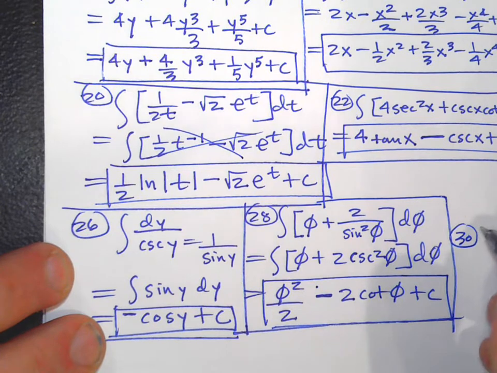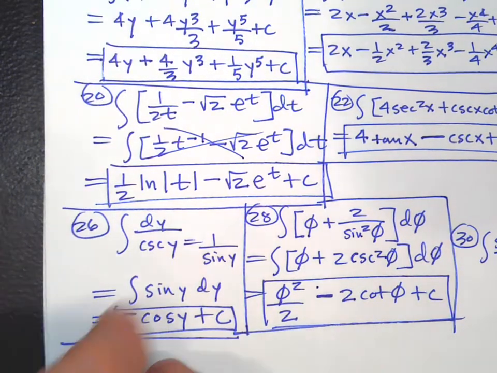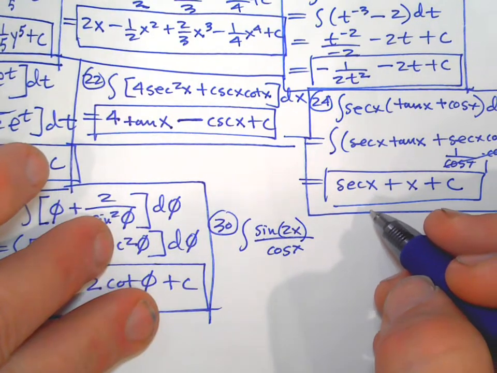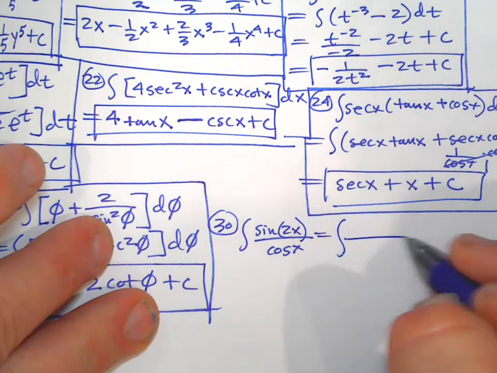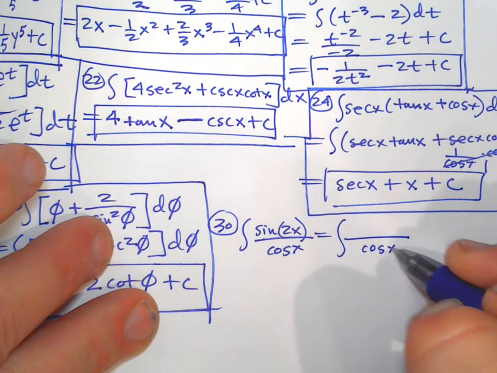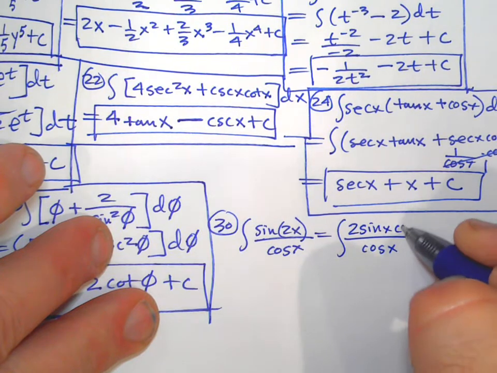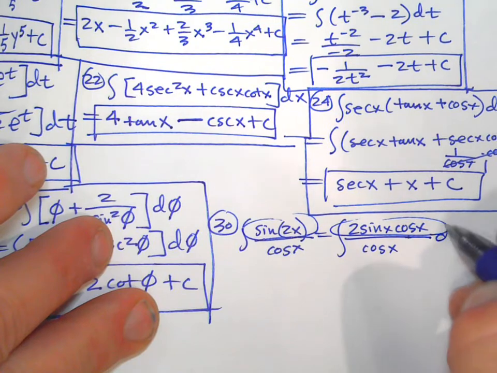30. 30 is the integral of sine 2x over cosine x. Now this one's a little tricky because you got to use your trig identities for double angle. The double angle identity for sine 2x, you guys have learned this in previous math classes, is 2 sine x cosine x. So I just replace this with this because they're equivalent.